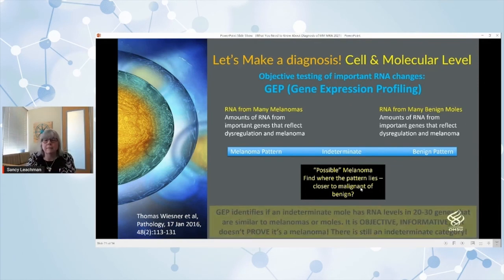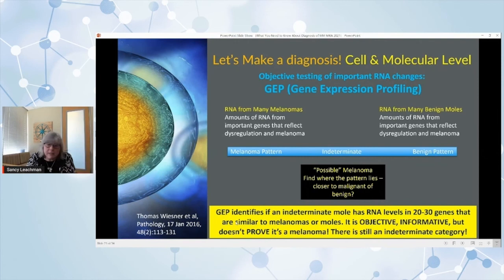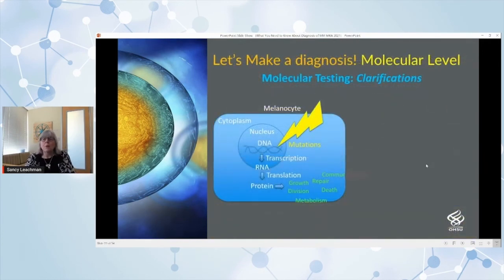really a mole. So gene expression profiling identifies if an indeterminate mole has RNA levels in 20 to 30 genes that are similar to melanomas or more similar to moles. It's objective, informative, but it doesn't prove it's melanoma, and there is still an indeterminate category where it's not a pattern that looks classic for either melanoma or moles. So I want to make some final clarifications, and then we're going to sum up.